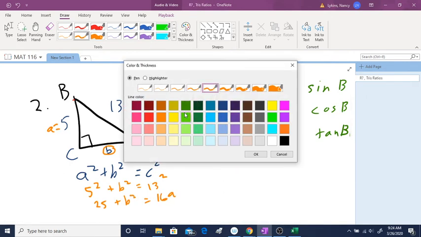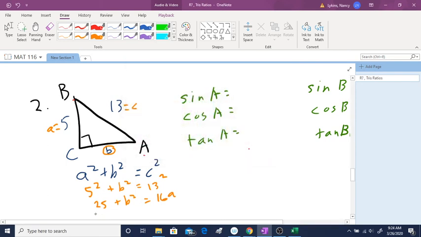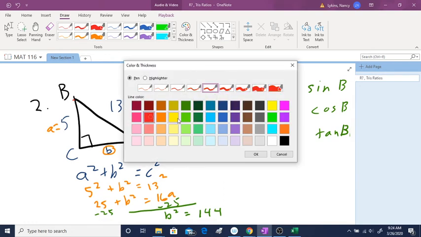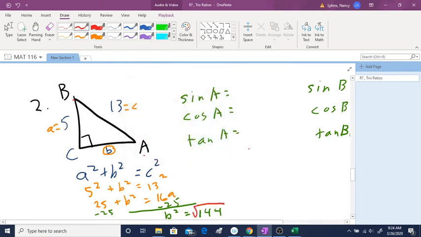Then we're just going to do some simple math, bringing the 25 over. B squared equals 144. Now, 144 is a perfect square, so if you take the square root of 144, B equals 12. So this B right here, I'm going to put in 12, so we know what that is now. So if I come back up here to sine A, cosine of A and tangent of A, I'm going to put in my ratios.